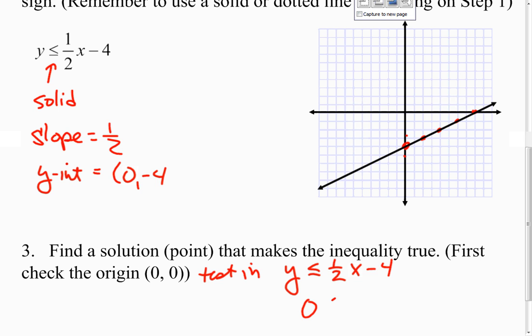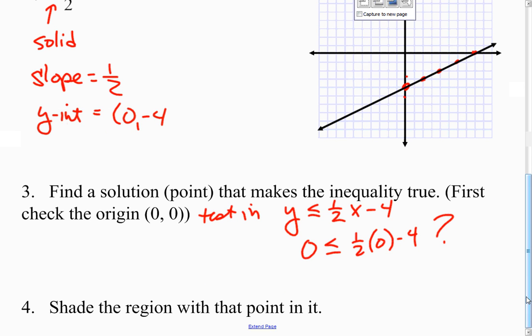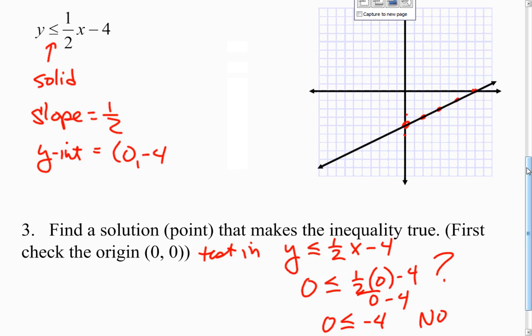So is 0 less than or equal to 1/2 of 0 minus 4? So this is going to become 0. So is 0 less than or equal to -4? No. Now if we look back up over here, 0, 0 is right here. That point we just found out does not work, which means that any of the points above this line do not work. So that means that all the solutions down here will work. So we're going to shade in all the way over here.